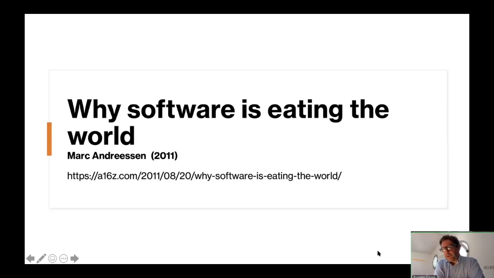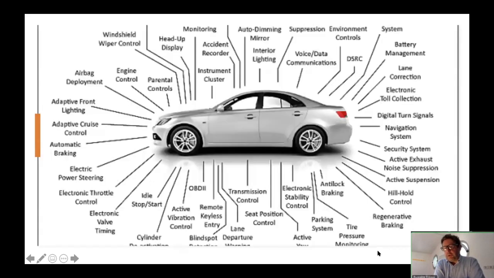Well, the software is really eating the world. I just put this picture because probably you know already that 40% of the cost of a car today is represented by electronics and software. A car today is the most complex engineered, manufactured item in the world. It contains millions of lines of code. It's more complicated than a rocket for space. I mean, it's really quite amazing.